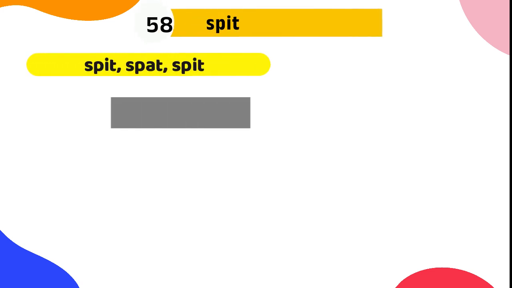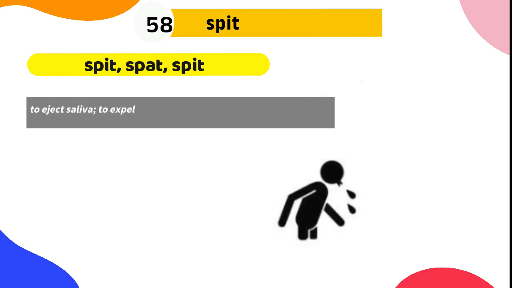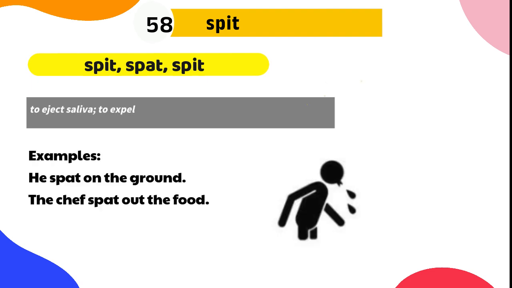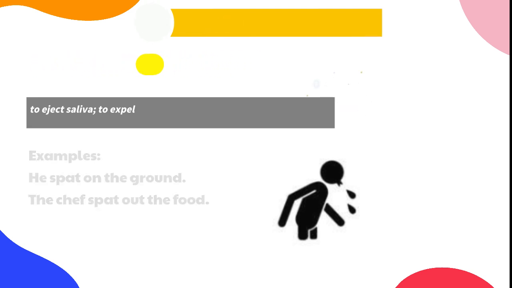Spit, spat, spat. Meanings: to eject saliva, to expel. Examples: he spat on the ground. The chef spat out the food.